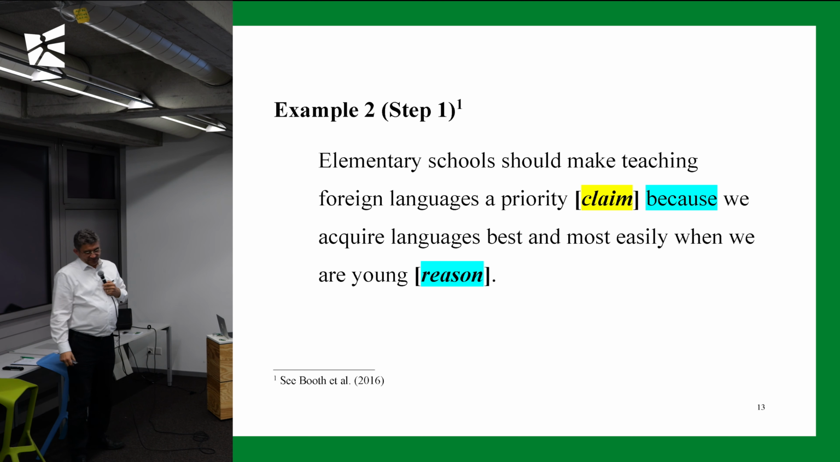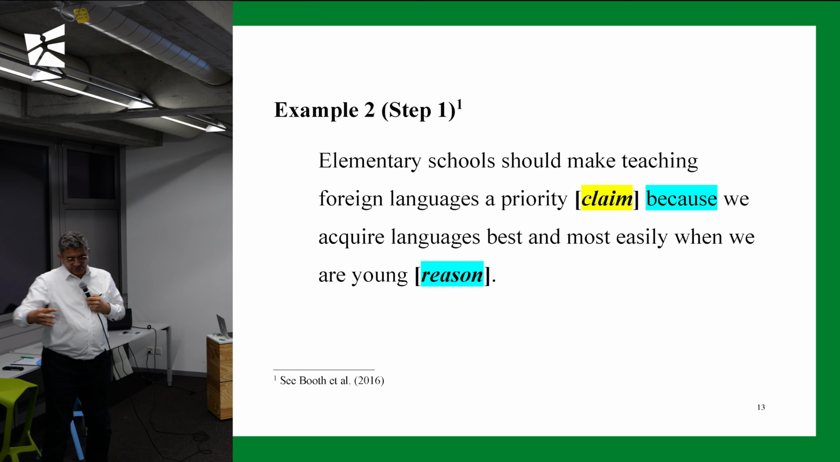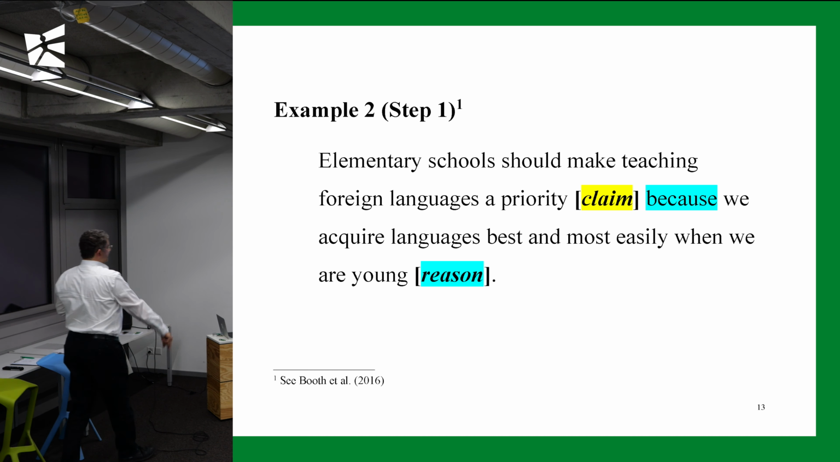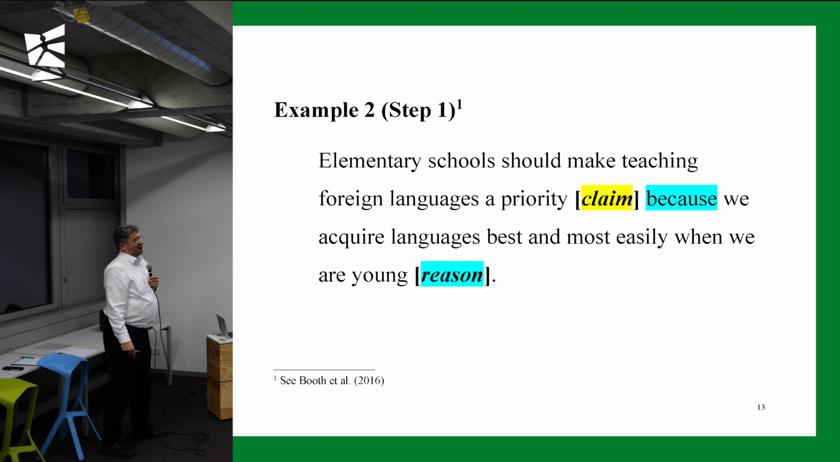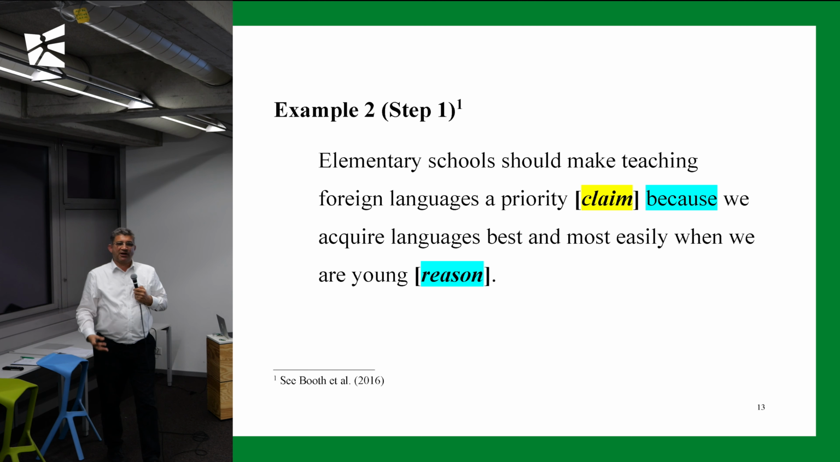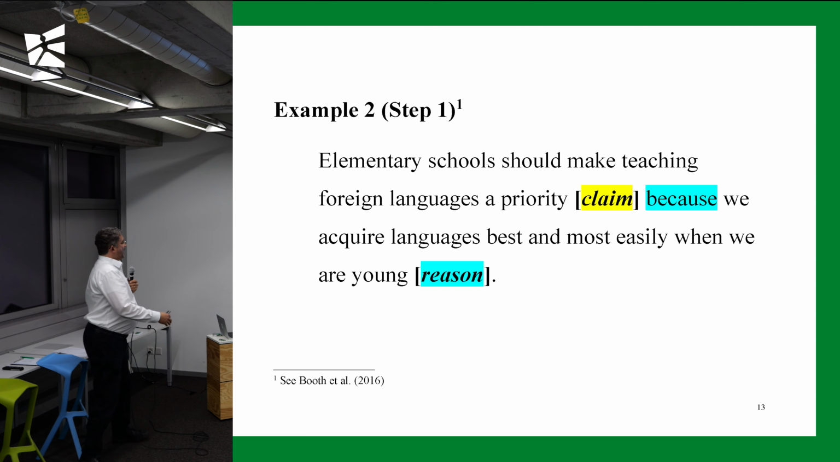So, here's an example that I'm going to run through several steps. It comes from the book that I mentioned in my talk on writing strategies, the Booth book on the craft of research. It goes like this. First step, elementary schools should make teaching foreign languages a priority. I sound like a politician, don't I? Because we acquire languages best and most easily when we are young. I still sound like a politician because I haven't provided any evidence, but I still want you to believe something.